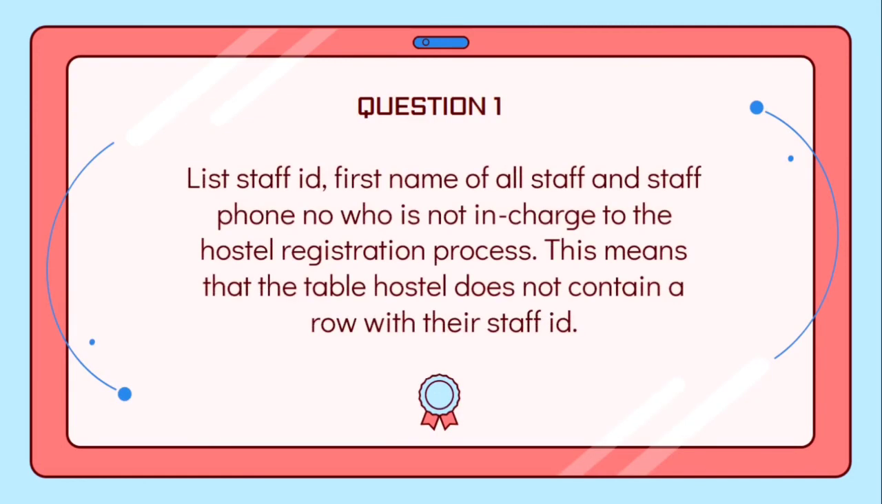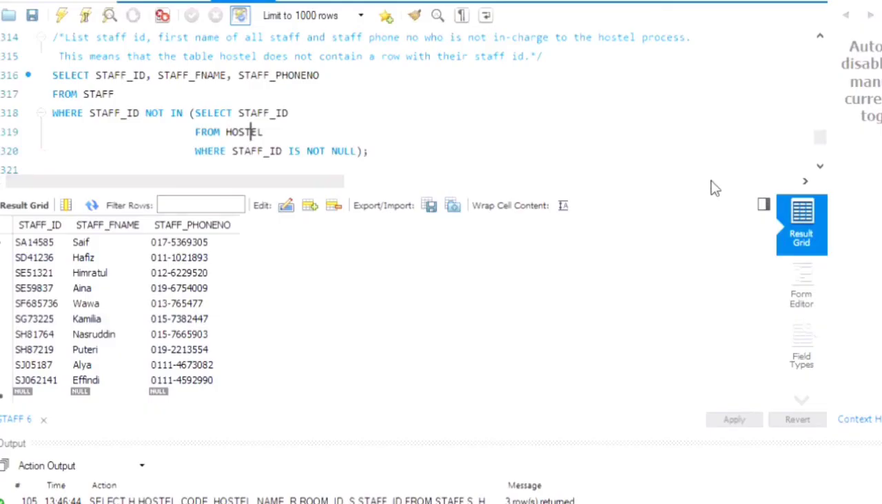list staff ID, first name of all staff and staff phone number who are not in charge of the hostel registration process. This means that the hostel table does not contain a row with their staff ID. So the command for this question is, alright, so based on the question, we have to select staff ID, staff first name, staff phone number from staff, where staff ID not in, open bracket, select staff ID from hostel where staff ID is not null, and then close bracket.